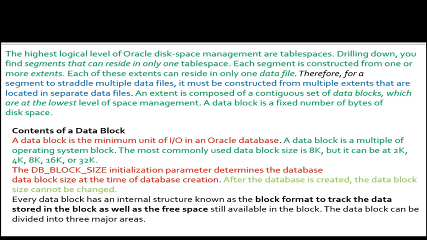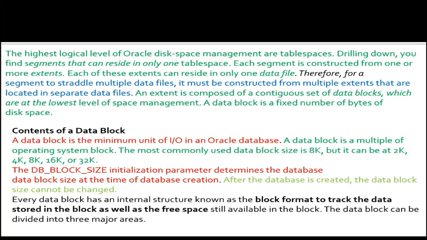Therefore, for a segment to straddle multiple data files, it must be constructed from multiple extents that are located in separate data files. An extent is composed of a contiguous set of data blocks, which are at the lowest level of space management. A data block is a fixed number of bytes of disk space.